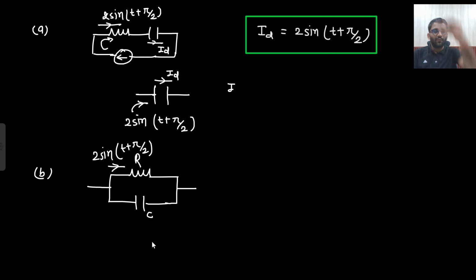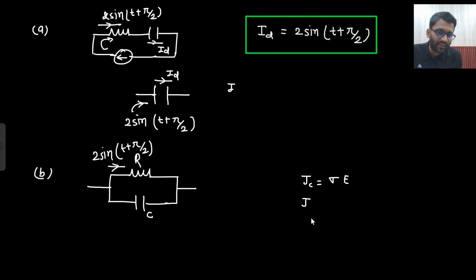Can you let me know, will both of them have the same voltage? Because if two elements are connected in parallel, certainly they will have the same voltage. V is same. If V is same, that means electric field is same. Through the resistor, what current will flow? Conduction current flows. J equals sigma E.